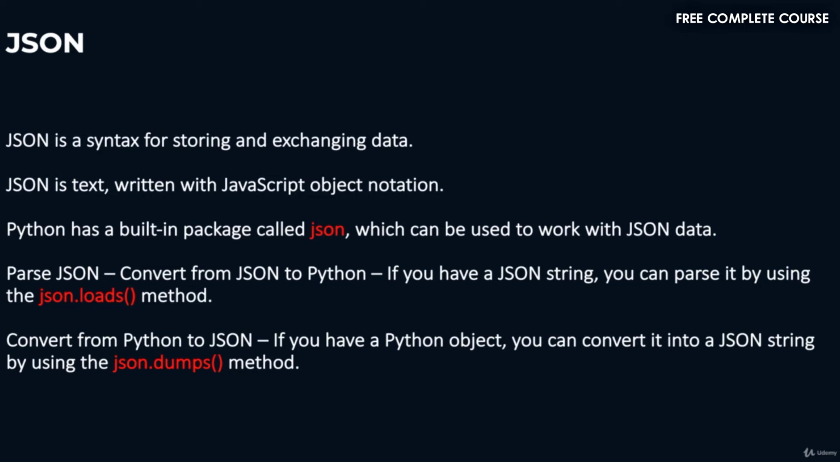Parse JSON, convert from JSON to Python. If you have a JSON string, you can parse it by using the json.loads method. Okay? Convert from Python to JSON. If you have a Python object, you can convert it into a JSON string by using the json.dumps method.